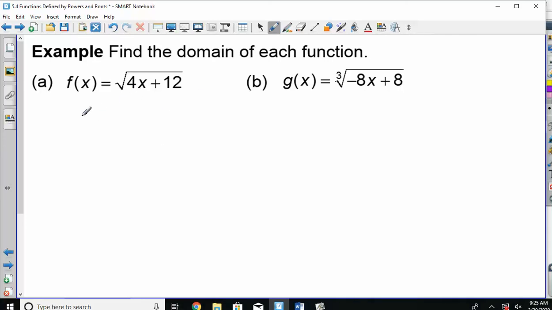So if I'm looking at this, I just have to take the thing under my radical, so 4x plus 12, and that's greater than or equal to 0. And then I'm solving this inequality. So I subtract my 12, divide by 4. Keep in mind if it were a negative, you would flip your inequality.